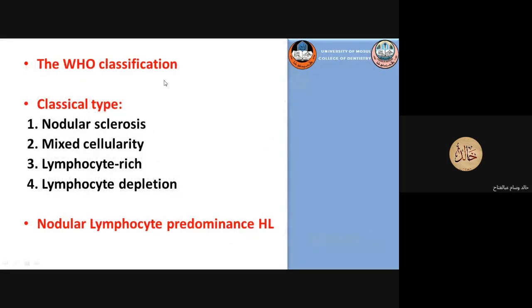Now, the WHO classified the Hodgkin lymphoma into many types, and these two main types include either classical Hodgkin and the non-classical Hodgkin, which we call nodular lymphocyte predominant Hodgkin lymphoma. So we have classical Hodgkin lymphoma or classical type, and we have the non-classical type, which is called the nodular lymphocyte predominant Hodgkin lymphoma.